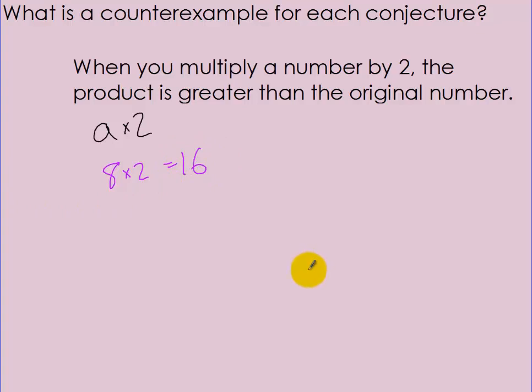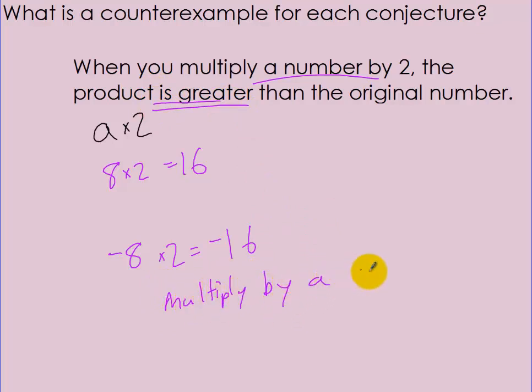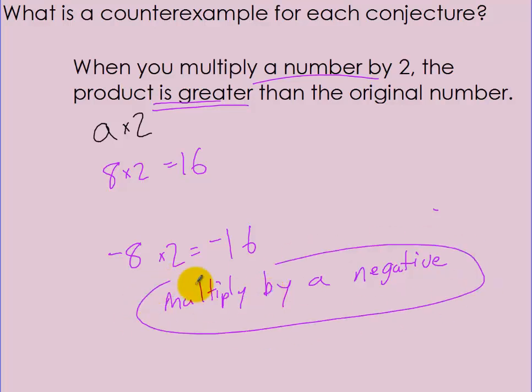But wait, a number could be negative. So a counterexample could be, what if I did negative 8 times 2? That comes out to negative 16. Negative 16 is not greater. So you could say your counterexample is to multiply by a negative. Or you could multiply by 0, because 0 is not greater than 0. So multiply by a negative, or multiply by 0. These are all great counterexamples.